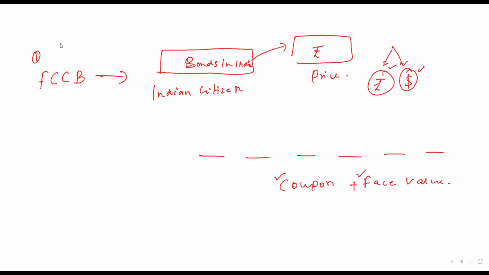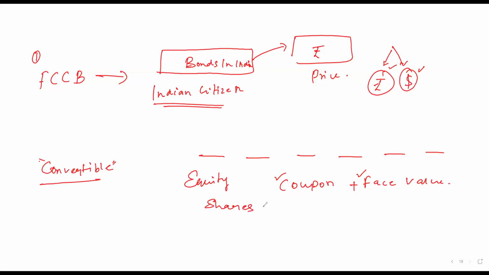Another interpretation can be that a foreign citizen invests in a local currency like India, and gets a convertible option with this bond. What is that convertible option? Getting equity shares on behalf of these bonds. So whether you have an option to convert into two different currencies or whether it is convertible into equity shares, this would be specifically mentioned in the indenture.